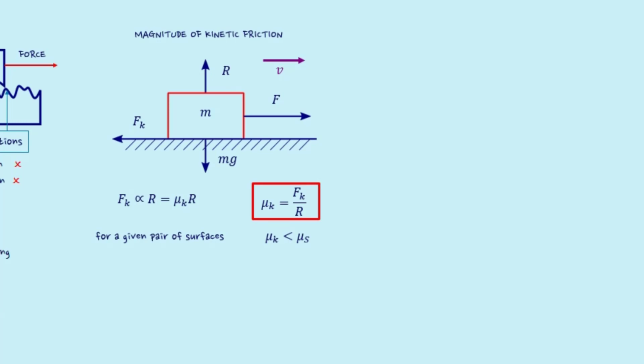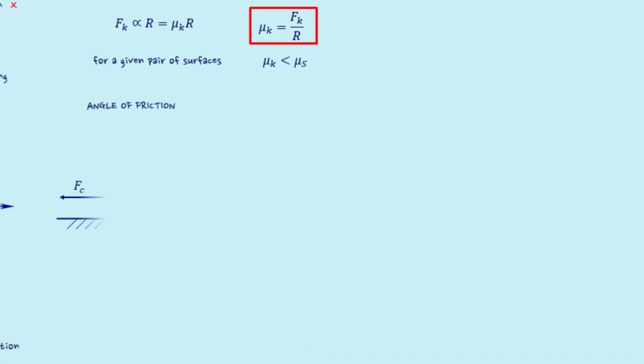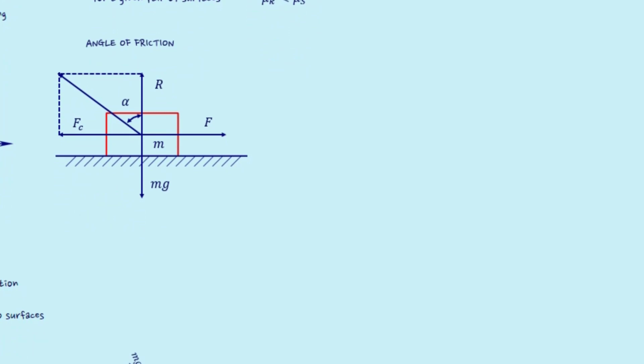Both μk and μs are ratio of forces. Hence, they are dimensionless physical quantities. Next, we are going to discuss the angle of friction. The angle which the resultant of the limiting friction and the normal reaction makes with the normal reaction is called the angle of friction. If alpha be the angle of friction, then from the diagram we can say tan alpha equal to Fc by R. Simplifying, we can write down tan alpha will be equal to μs. Therefore, the coefficient of static friction is equal to the tangent of the angle of friction.